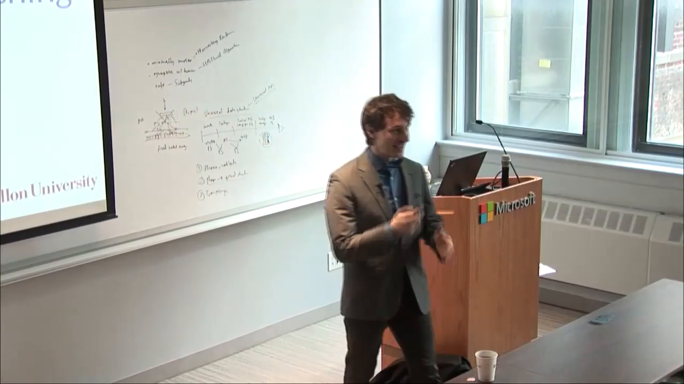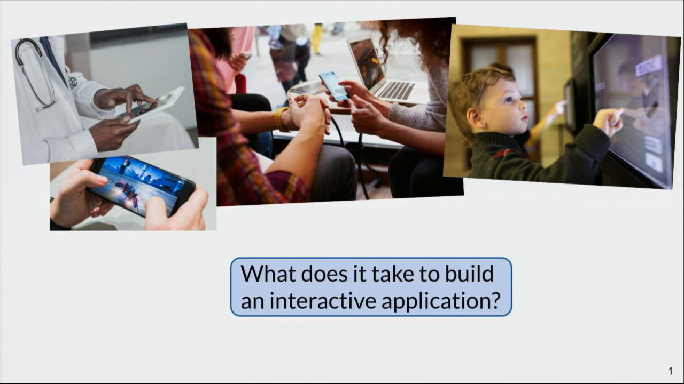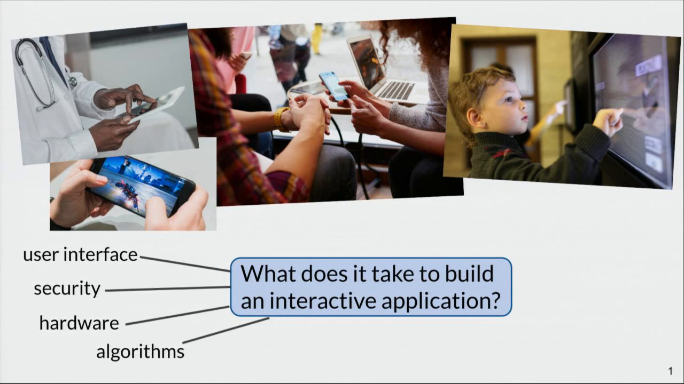All right, today I want to start by talking about interactive applications. For example, when we use our phones to communicate, when we use devices to learn, when we game, or even in medical research, they've really changed our lives. They've brought a huge social benefit in our everyday lives. I'm an engineer, a systems person, so I will ask, what does it take to build an interactive application? There are really many aspects to be considered. There's the user interface, there are security aspects, there's the actual hardware and sensors, there are many algorithms involved, so many more aspects than I've even mentioned right now.